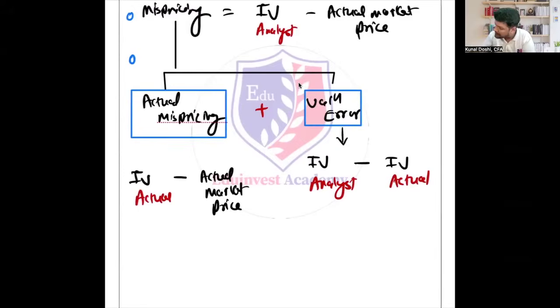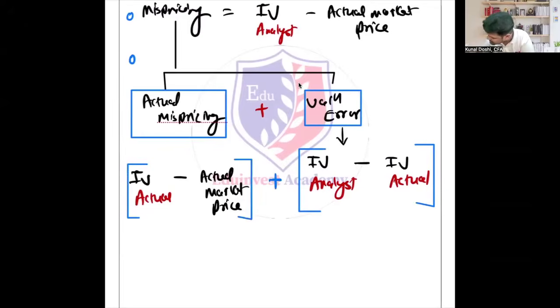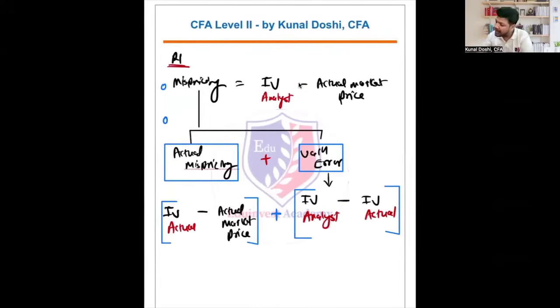Now, if you combine these two, you will eventually get the same thing. If you notice this, when you combine these two, the actual intrinsic value gets cancelled out, and the only thing that remains is the intrinsic value as per the analyst and the actual market price. Are you with me on this?